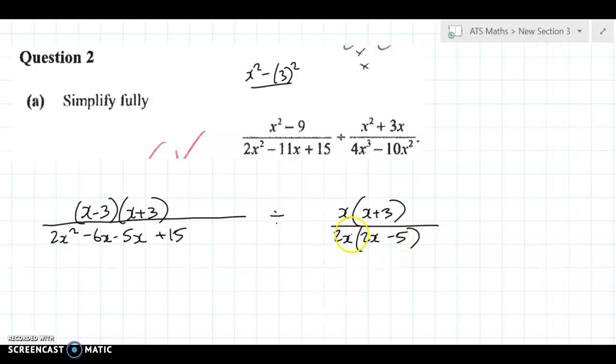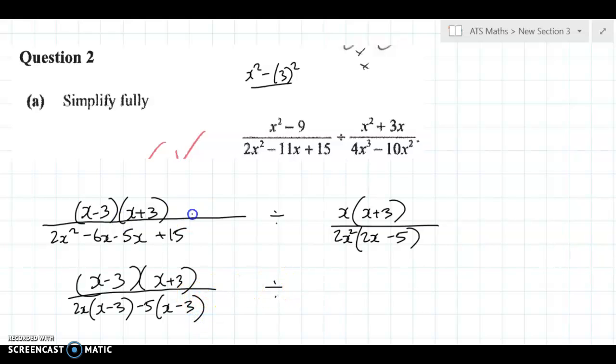Is it right? 2x squared we're going to take out. Right, so that gives us 4x cubed, and 2x squared by minus 5 is minus 10x squared. Then down here, we're going to go again. Downstairs then we're going to have 2x by x minus 3 minus 5 by x minus 3, divided by this guy, which stays the same. I'll just write it in to keep things neat.